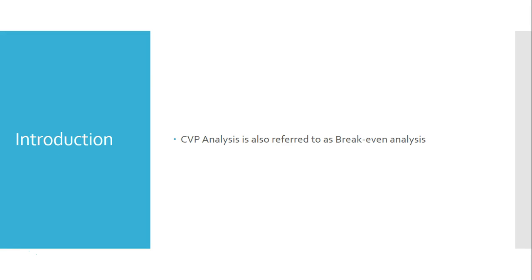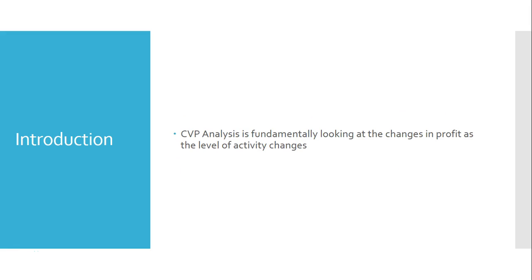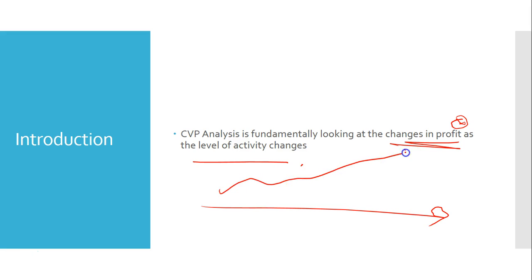also referred to as break-even analysis. I've talked several times about how this is just a fancy name, CVP, cost volume profit analysis. This is a fancy term really for break-even analysis. Right, and we're fundamentally looking at changes in profit as the levels of activity change, right? So, activity's changing, and how's profit doing as we're going up or down?